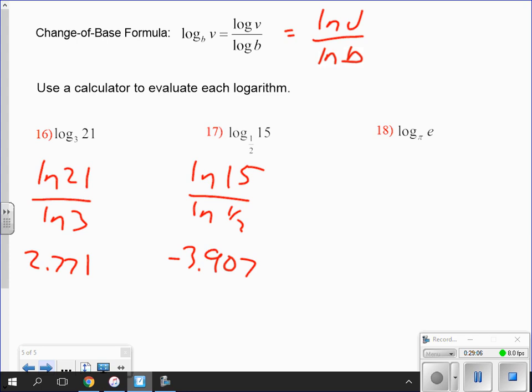And I like this last one. Natural log of e over the natural log of pi. What's the natural log of e? 1. So this is 1 over the natural log of pi. And students always freak out, but pi is just a numerical value. Just take the natural log of pi in your calculator. 0.874 is your answer.